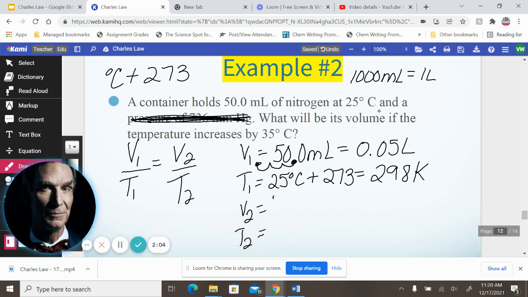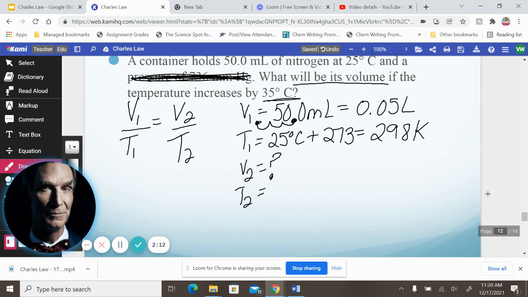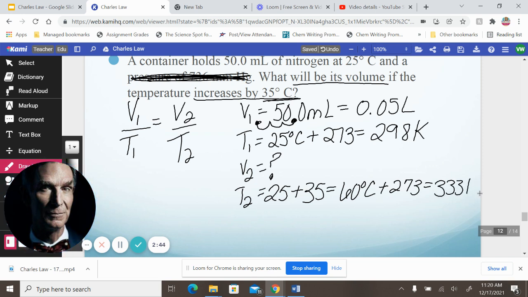Our V2 is what we're solving for. And then our T2, we need to be careful and make sure we're actually reading what the problem says. It says our temperature increases by 35 degrees Celsius. So that means it goes from 25 and it increases by 35. So we get 60 degrees Celsius. And then it has to go from Celsius to Kelvin, right, before we plug in. So to do that, we add 273 to it. And we get 333 Kelvin.